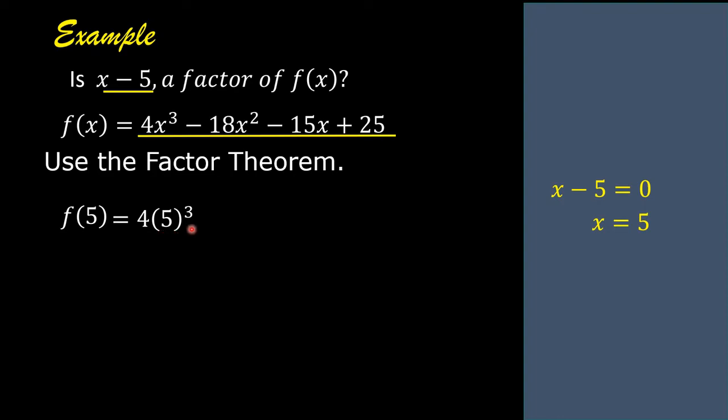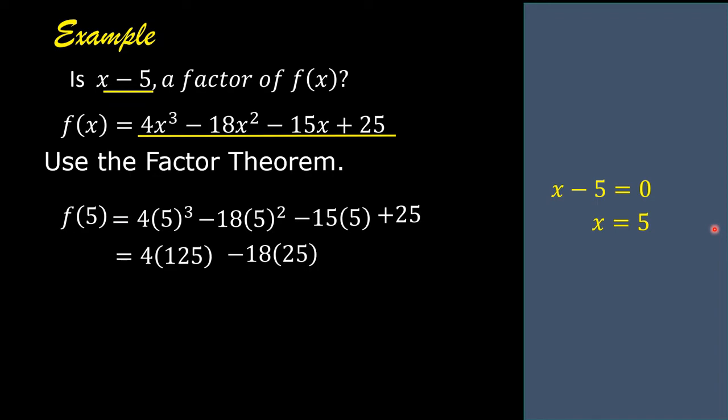4 times 5 cubed minus 18 times 5 squared, replace x with 5, minus 15 times 5, replace x with 5, plus 25. Now this is equal to 4 times 125 minus 18 times 25 minus 75 plus 25. This is now equal to 500 minus 450 minus 75 plus 25.